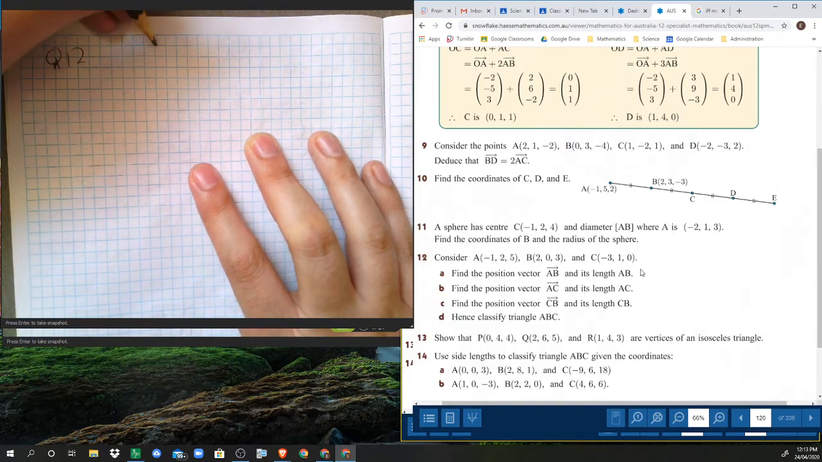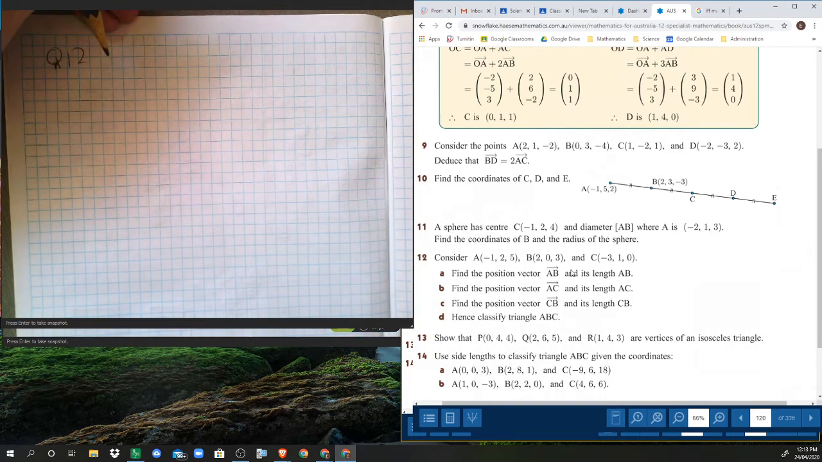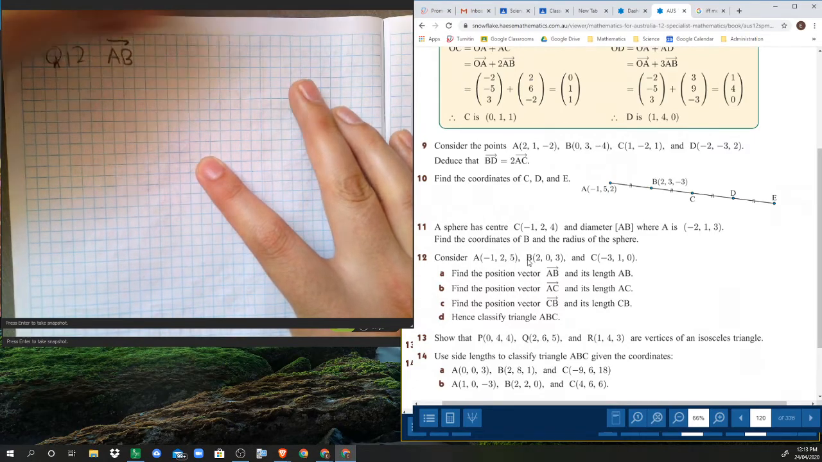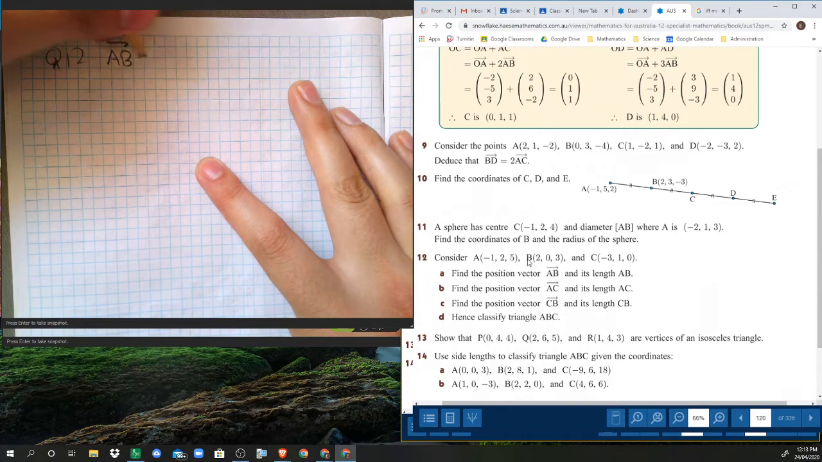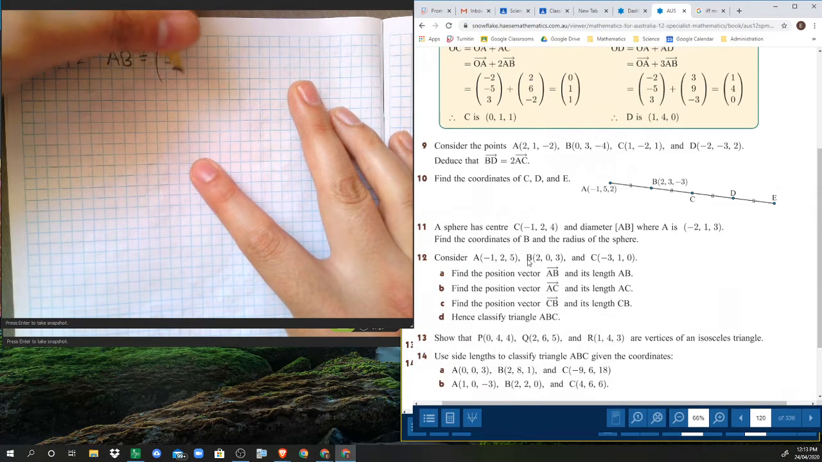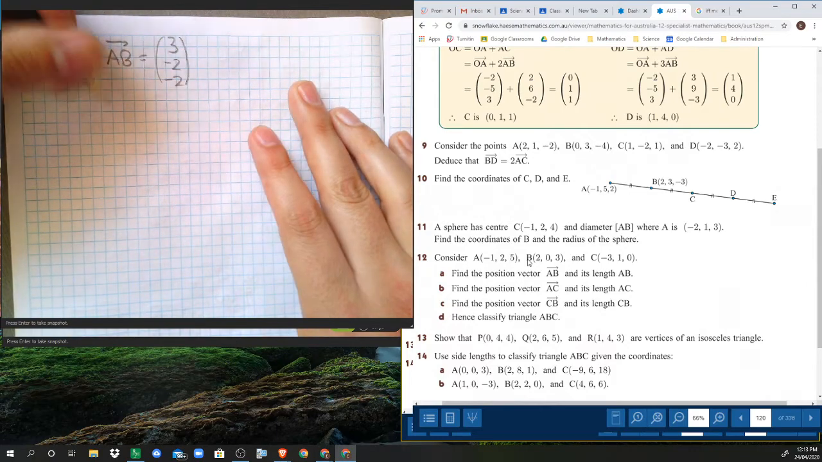All right, so A to B. In a shortcut way, instead of having to do the subtraction, I just think about it in terms of the number line. So I'm going from A, I end up at B. I go from minus 1 to 2, 2 to 0, 5 to 3. What motions do I have to do to get from A to B? Well, I have to go 3 positive units, minus 2 units, and minus 2 in the Z as well. That's the shortcut form.